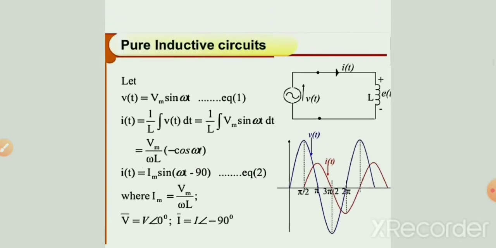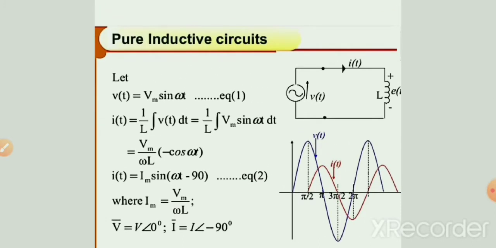If we compare this to the current equation, we can see the phase difference between both is 90 degrees, and we can say that in a purely inductive circuit the current lags the applied voltage by pi by 2 radian, or minus 90 degrees. So minus 90 degrees means it is lagging.